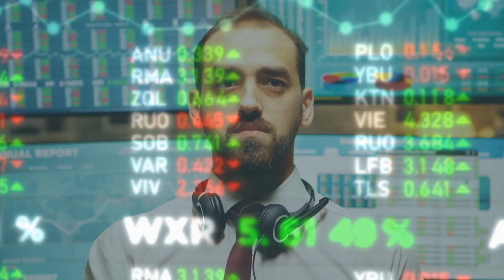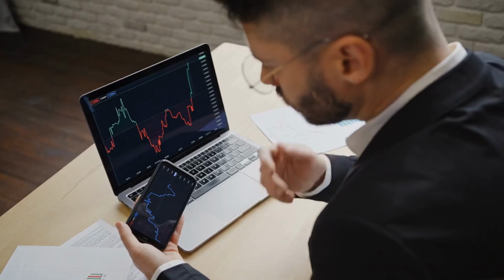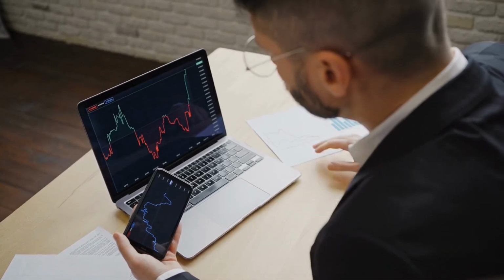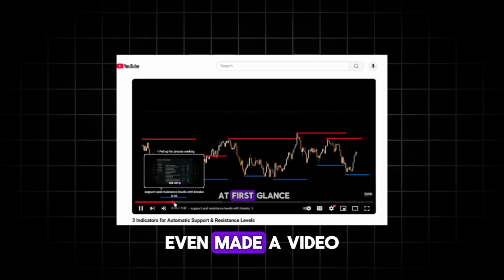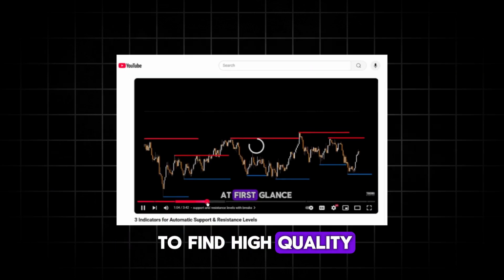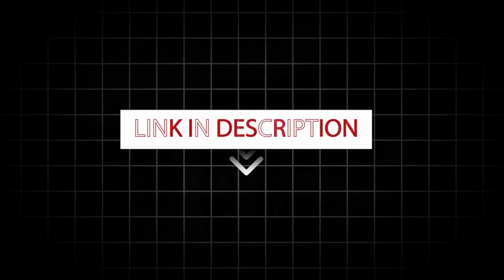Nice. If you're great at spotting support and resistance levels manually, that's awesome. But if you're looking for some extra help, there's an indicator that makes it super easy, LuxAlgo's support and resistance tool. I've even made a video walking you through how to find high-quality support and resistance levels, so be sure to check it out. I'll leave the link in the description for you.